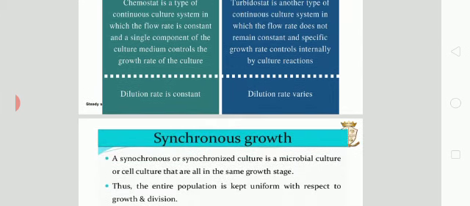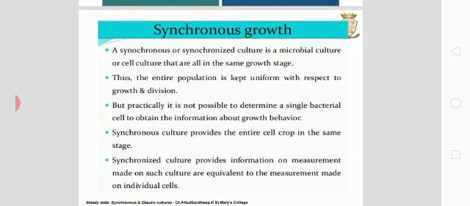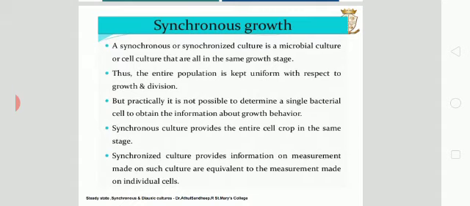The continuous culturing of microorganisms. Now we move on to the second type of bacterial culture, synchronous growth. A synchronous or synchronized culture is a microbial culture or cell culture in which all cells are in the same growth stage. Thus, the entire population is kept uniform with respect to growth and division.